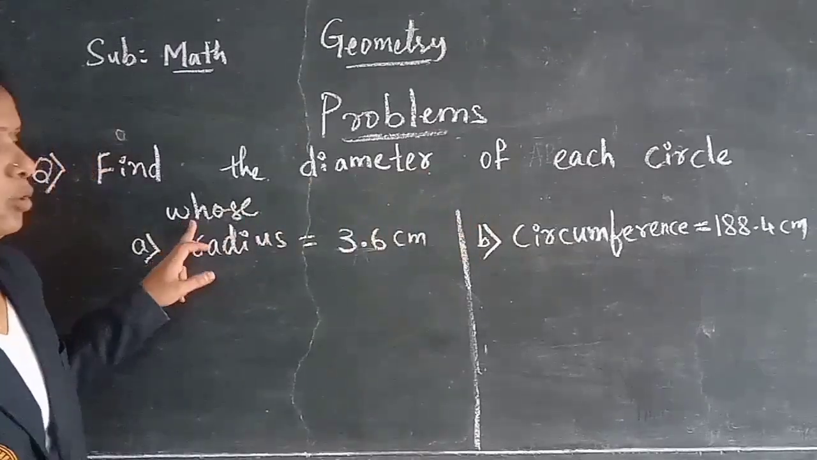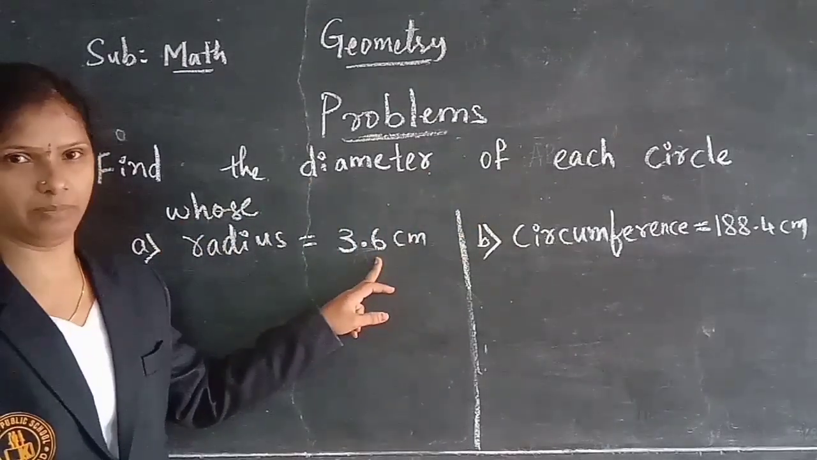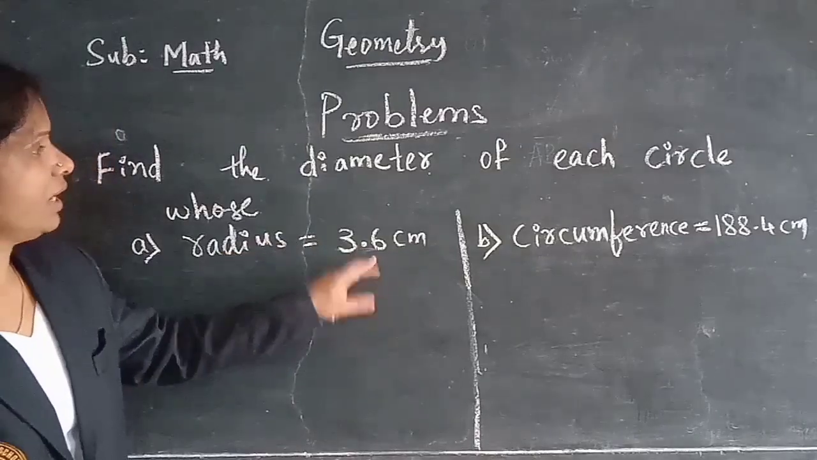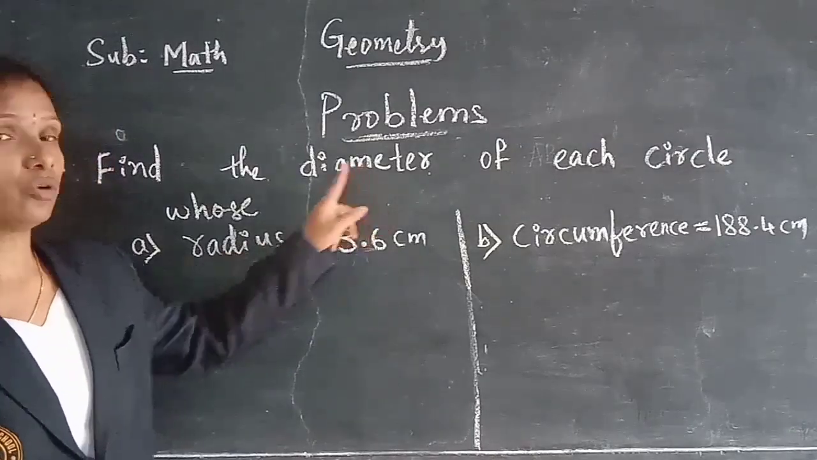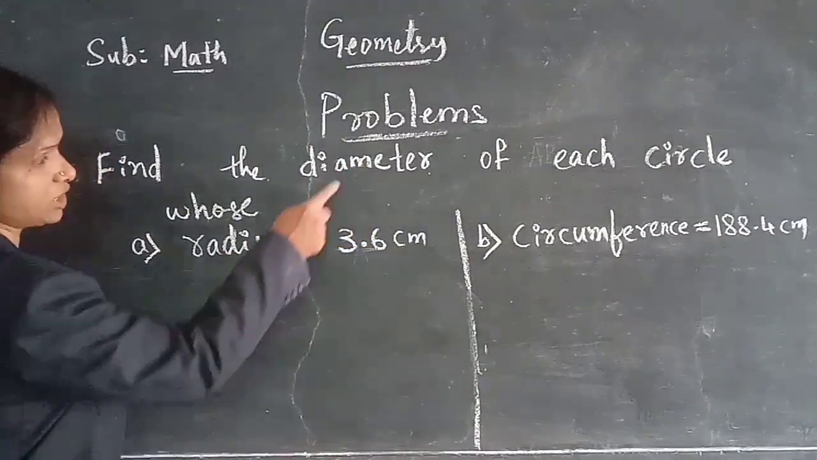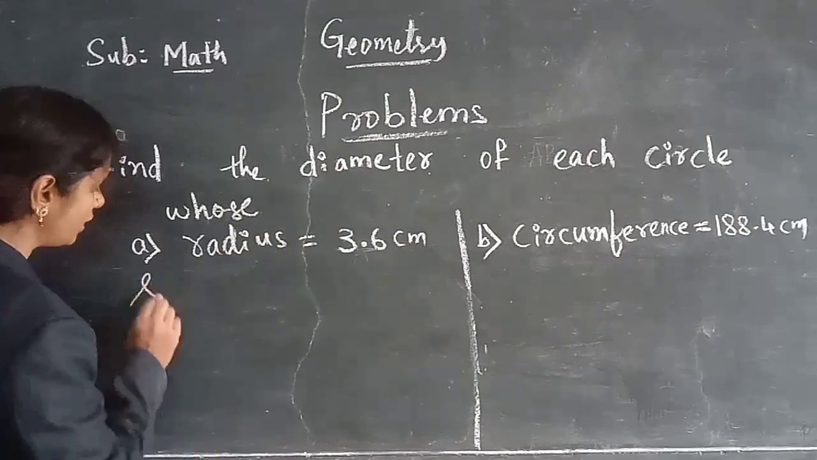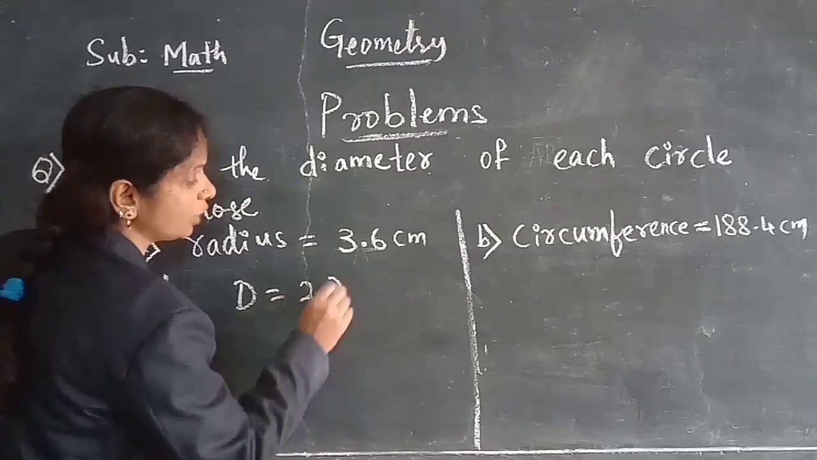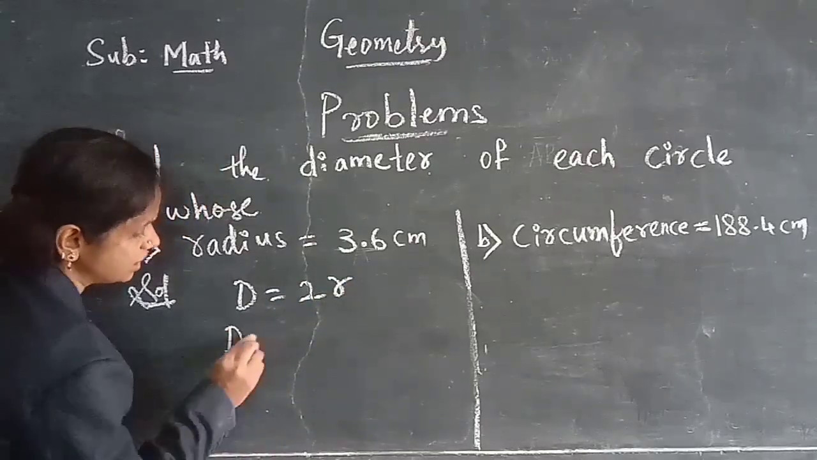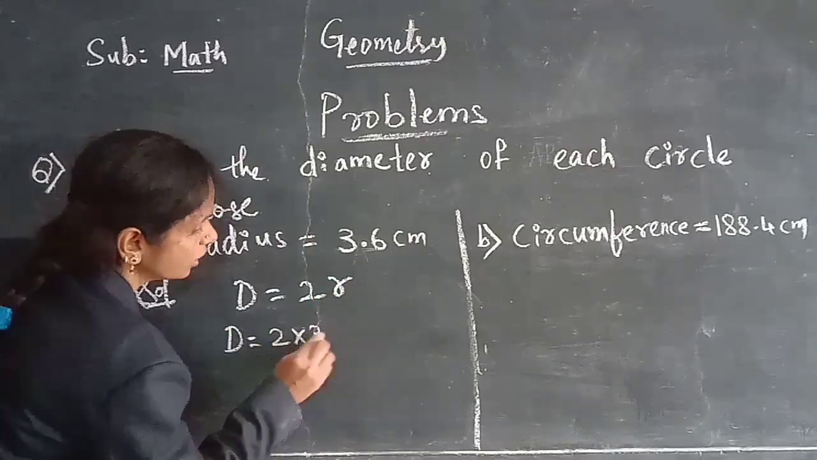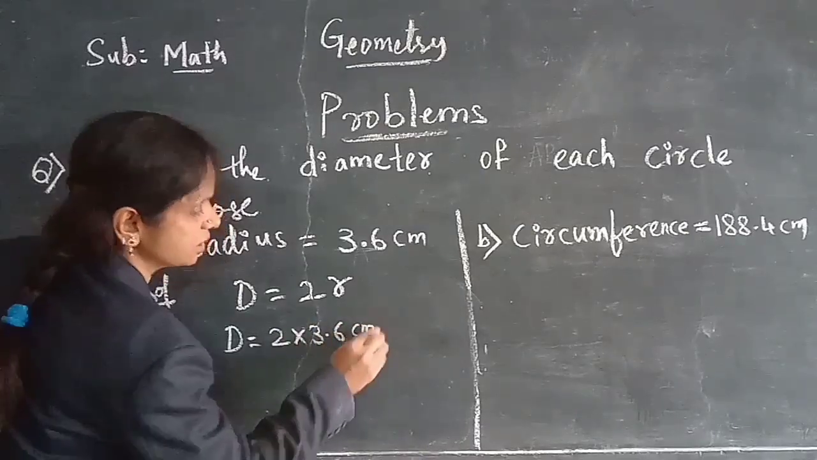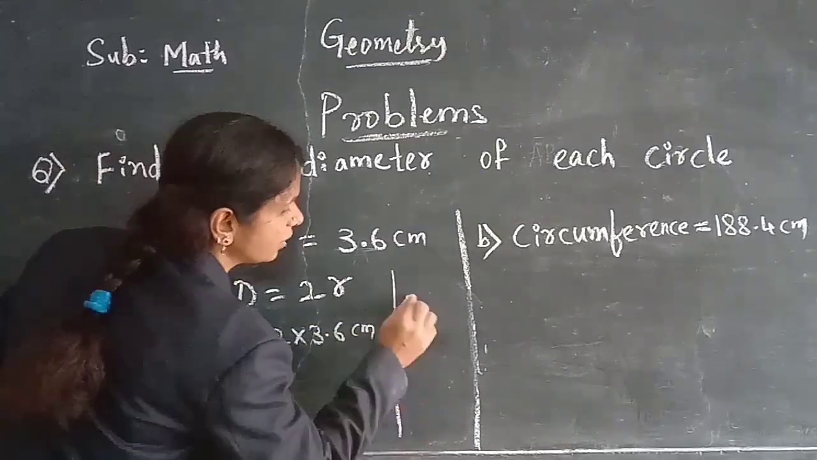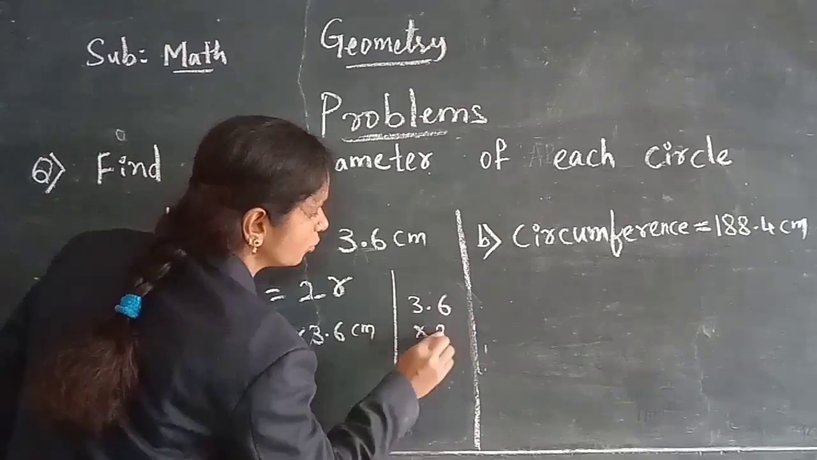Next problem, find the diameter of each circle whose radius is 3.6 centimeters. So the radius is given and we need to find the diameter. So what is the formula of the relation between the diameter and radius? Already I told you in the previous video, diameter is equal to 2 radius. So diameter is equal to 2 into 3.6 centimeters. So here I am multiplying 3.6 into 2.